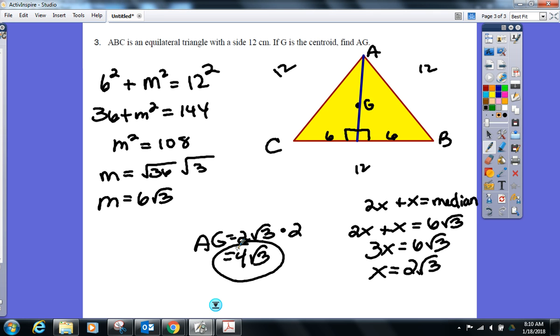Lot to remember there. Starting off, again, G's the centroid. How's the centroid form? Intersection of the medians, so G's got to be on a median. That's where you got to start this problem off. G has to be on a median. And then knowing the fact that it breaks up the median into 2 to 1.